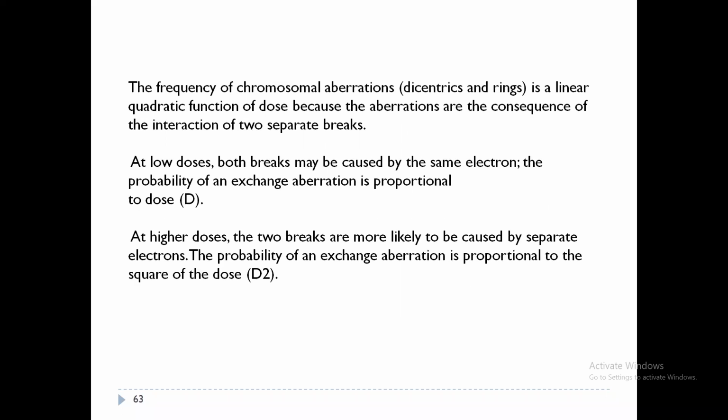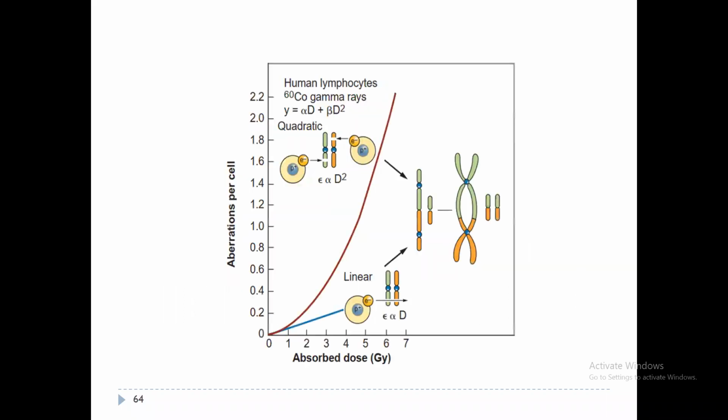The frequency of chromosomal aberrations, dicentrics and rings, is a linear quadratic function of dose, because the aberrations are a consequence of the interaction of two separate breaks. At low doses, both breaks may be caused by the same electron. The probability of an exchange aberration is proportional to the dose D, while at higher doses, the two breaks are more likely to be caused by separate electrons, and the probability of an exchange aberration is proportional to the square of the dose, D squared.